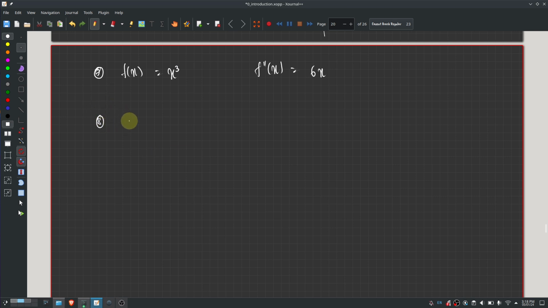Okay, so let's go back to our example, f of x equal to mod x. We know that this function is convex, but how do we prove that this function is convex? Okay, let's try. So the left hand side is f of alpha x1 plus 1 minus alpha x2. What we want to show is that for every x1, x2 and alpha between 0 and 1, this is less than or equal to alpha f of x1 plus 1 minus alpha f of x2.